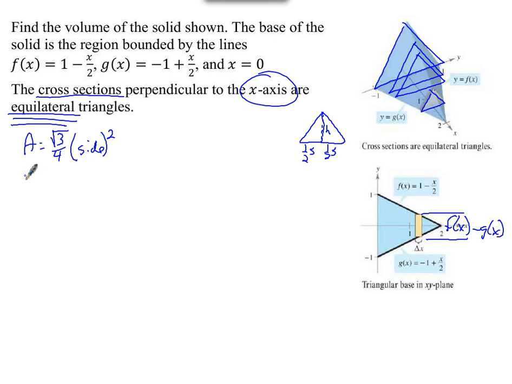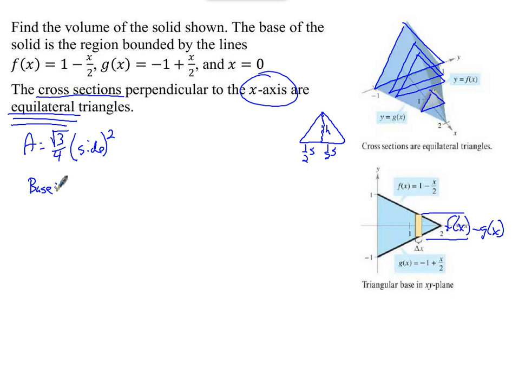So now we need to actually form the height of that representative rectangle, because that's going to give me the side of my triangle, and then I can substitute that in right there. So I need to actually find f of x minus g of x. I'm going to label that the base, because that will be the base of my equilateral triangle right there.